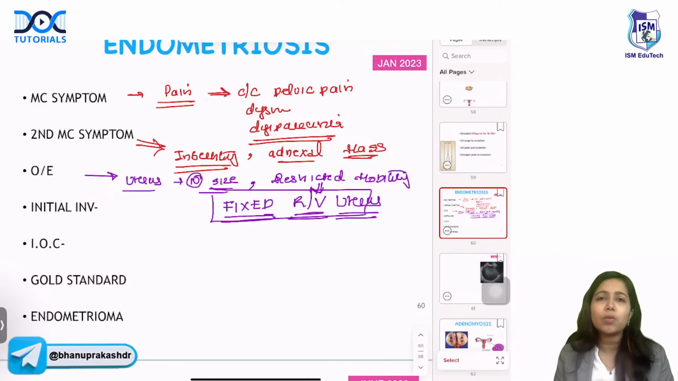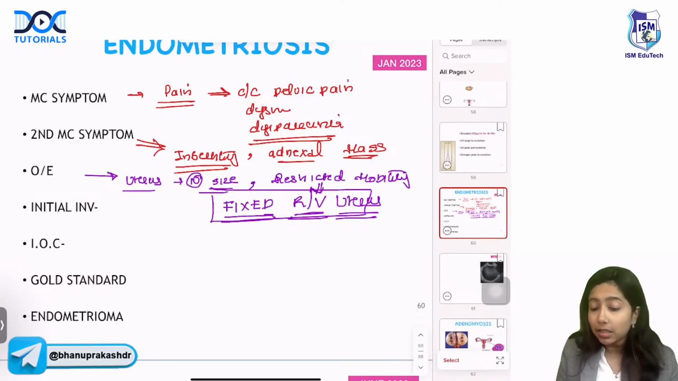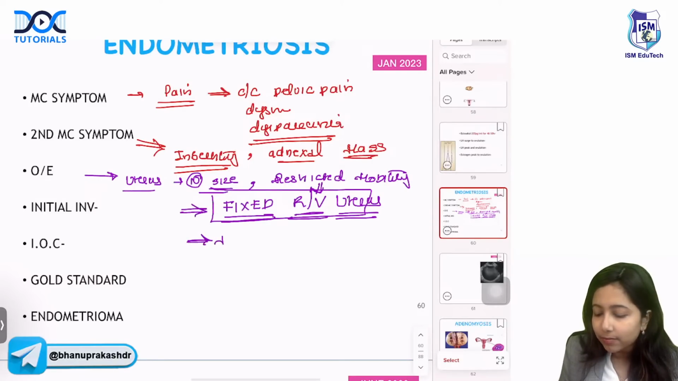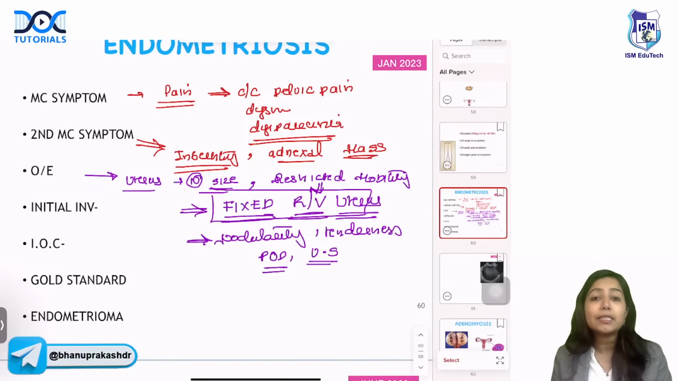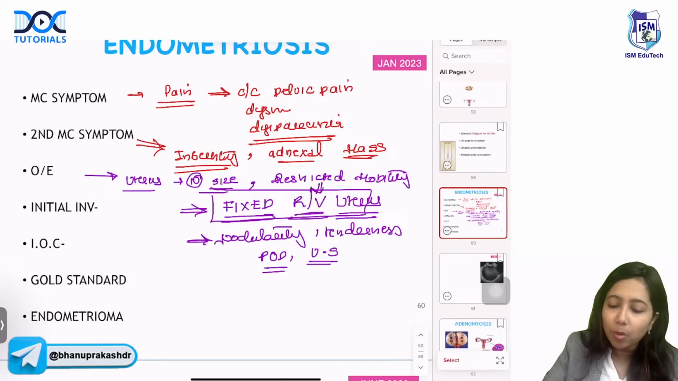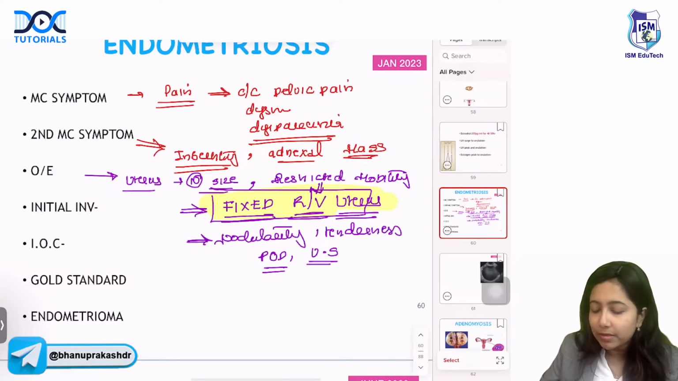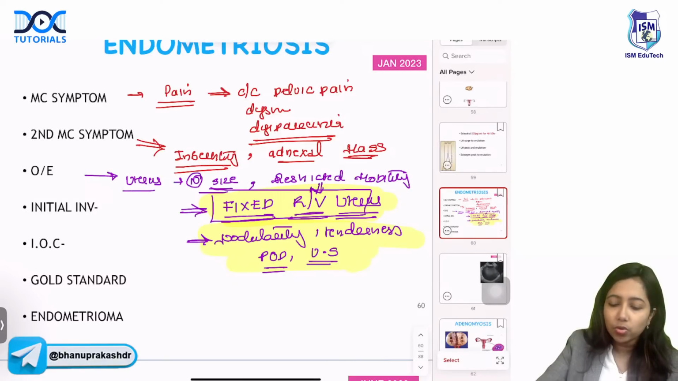Fixed retroverted uterus is a very commonly asked question. Once you see this point in the question, understand that they are talking about endometriosis. Another key point is nodularity. There is nodularity and tenderness in the pouch of Douglas over the uterosacrals. Nodularity and tenderness in the pouch of Douglas and uterosacrals, you will think about endometriosis. Two key points which I want you to be thorough with: fixed retroverted uterus, and nodularity and tenderness in the pouch of Douglas and uterosacrals.